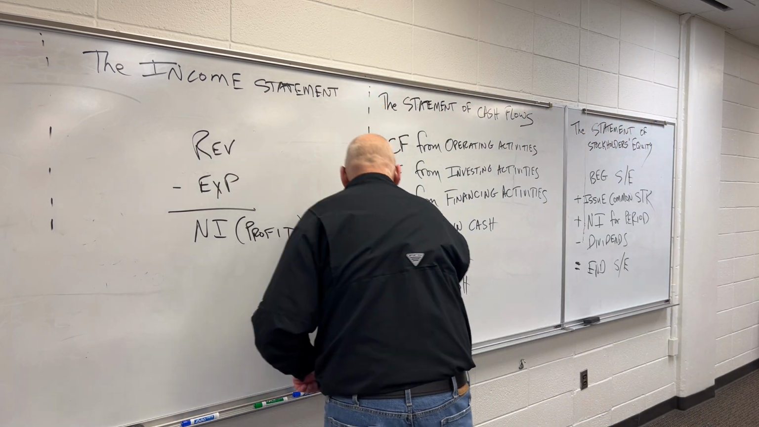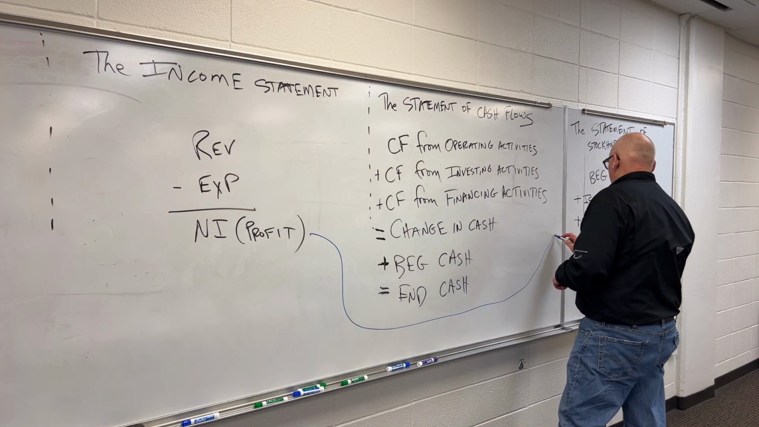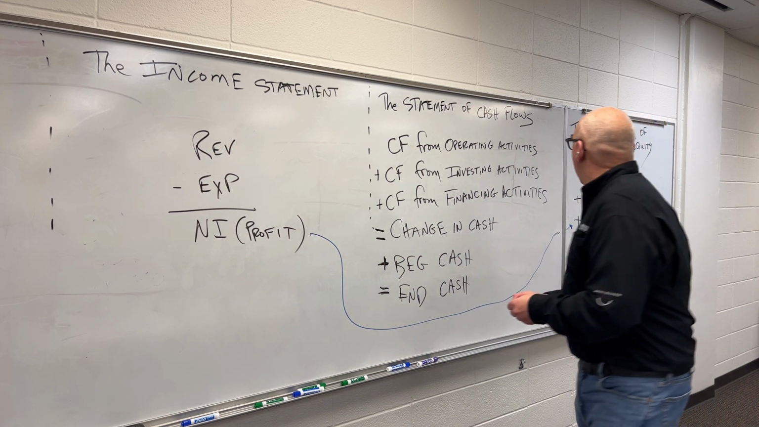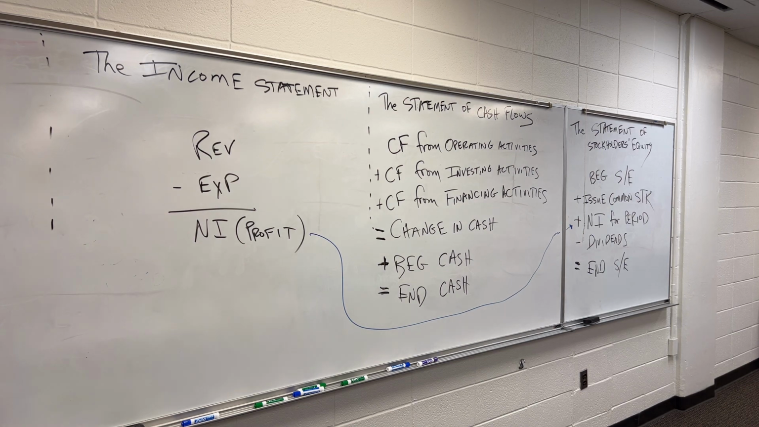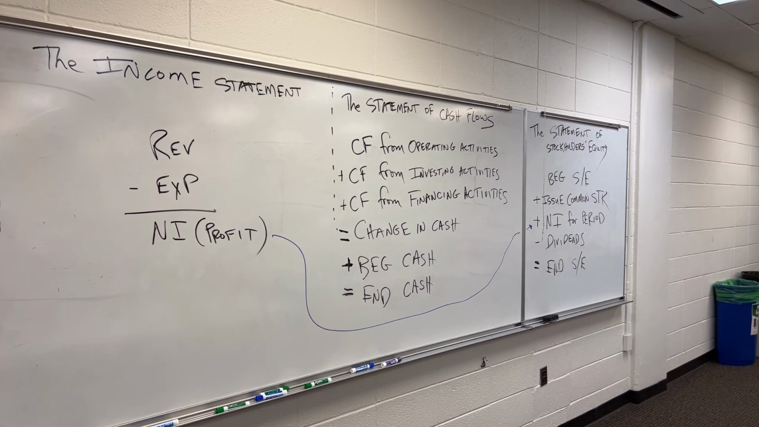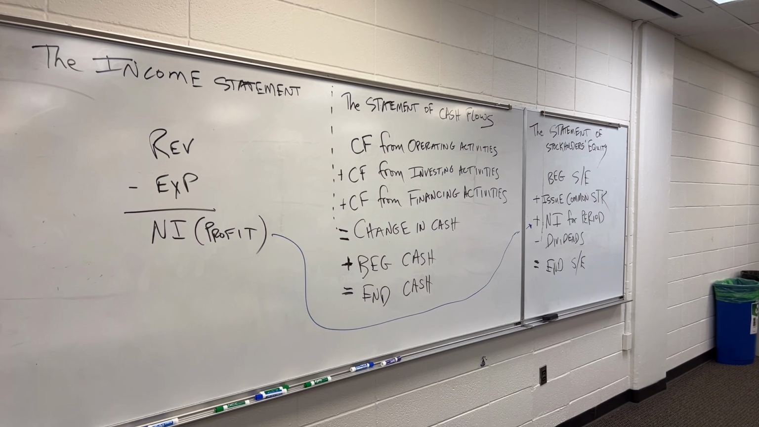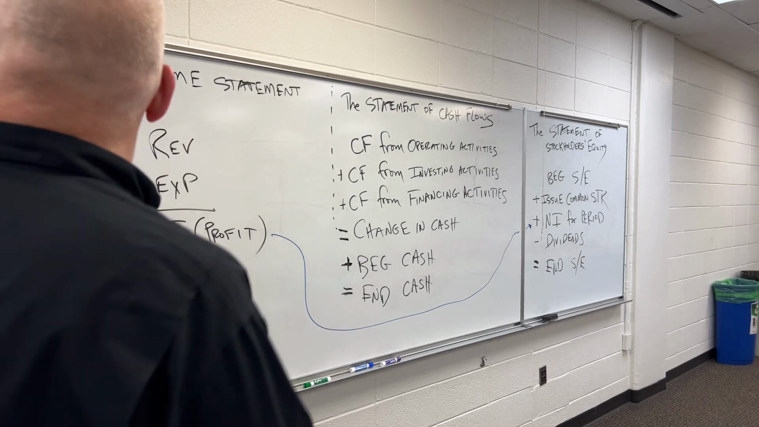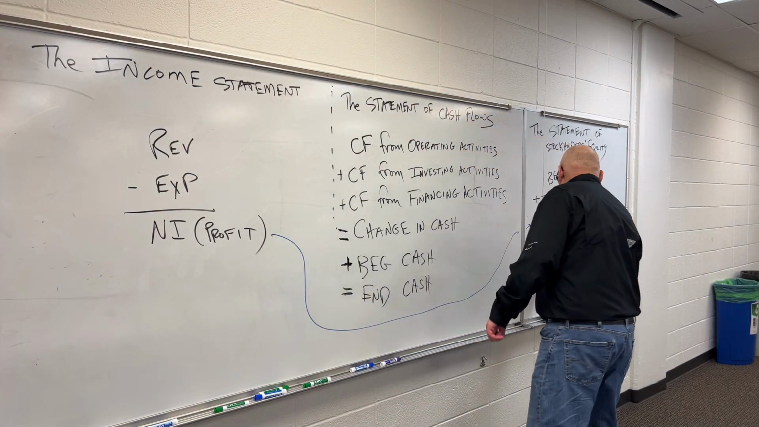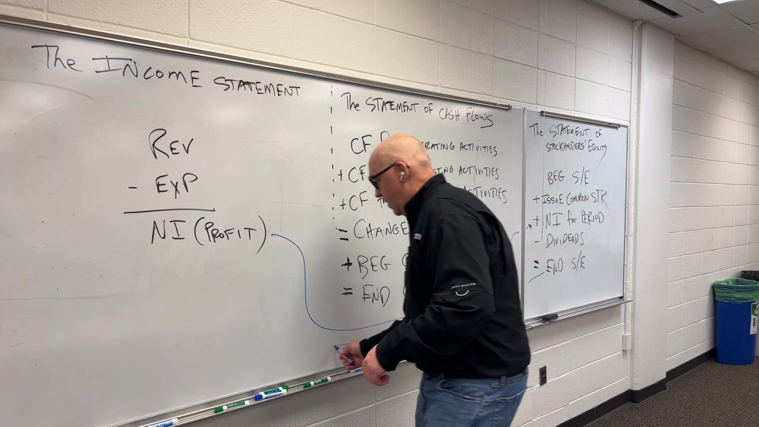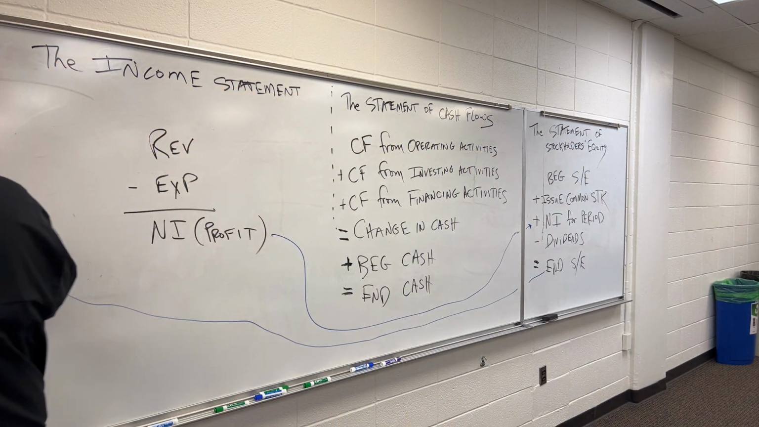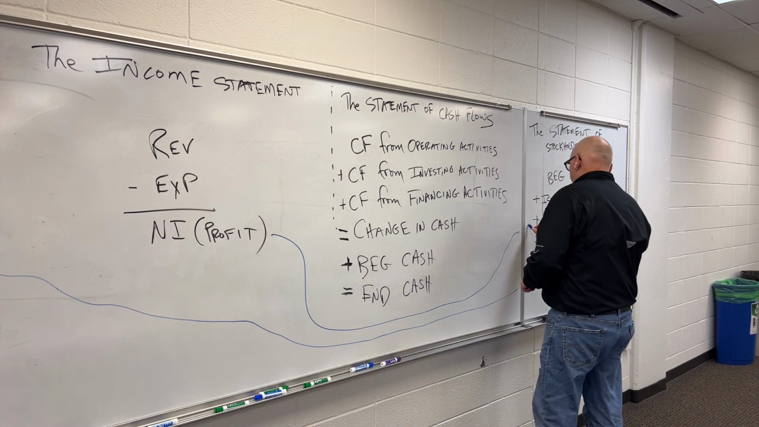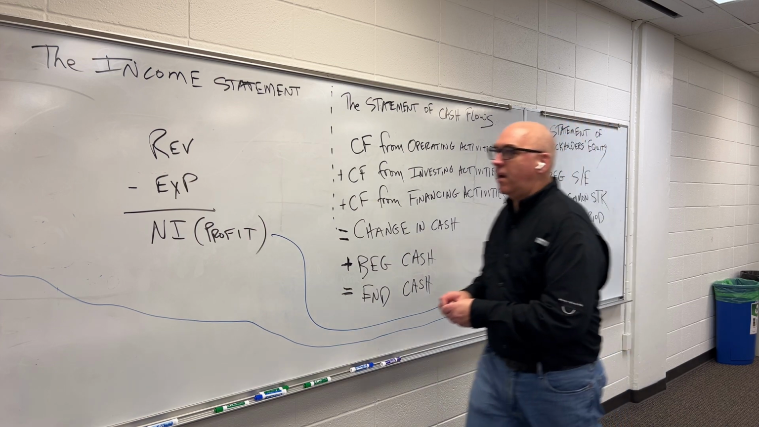So net income, profit, goes there on the statement of stockholders' equity. So it goes from the income statement to the statement of stockholders' equity. Then another one, ending stockholders' equity, from all the way over here, then goes way over here to the equity part of the balance sheet.